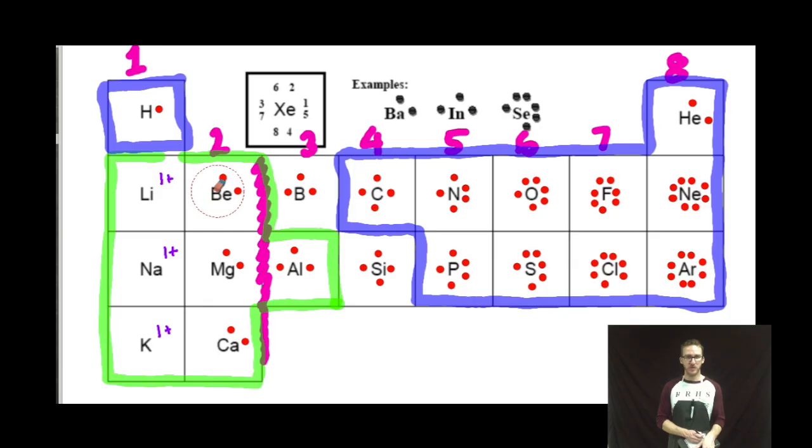Metals in group 2 will lose 2 valence electrons, and will therefore form ions with a 2+ charge. Aluminum is going to lose all 3. You guessed it, formed a 3+ charge.